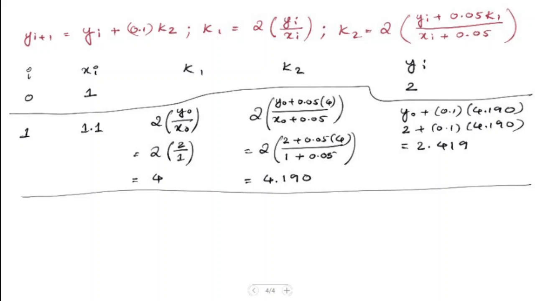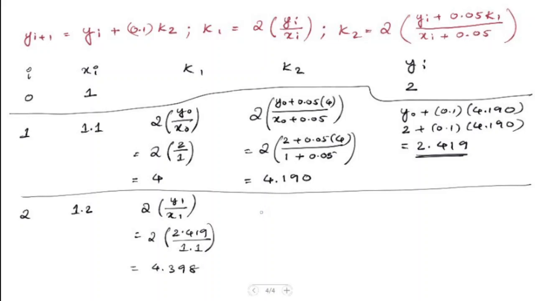Now we'll work with I is equal to 2. So we have here x of 2 is 1.1 plus h, which is 0.1. So we have here 1.2. And here we have 2 times y1 divided by x1. So we have here 2 times y1, as you can see over here, y1 is 2.419, divided by x1, which is 1.1. So that gives us 4.398.